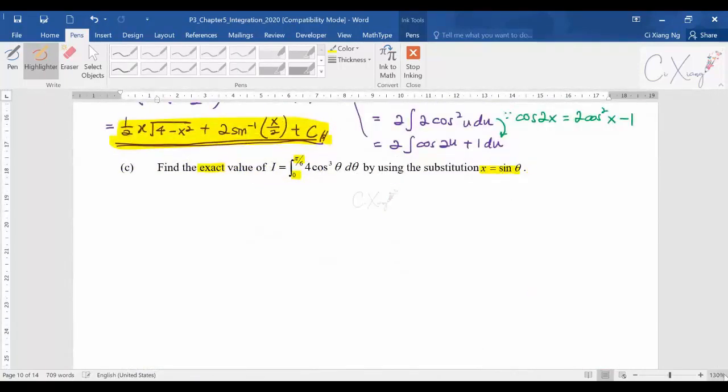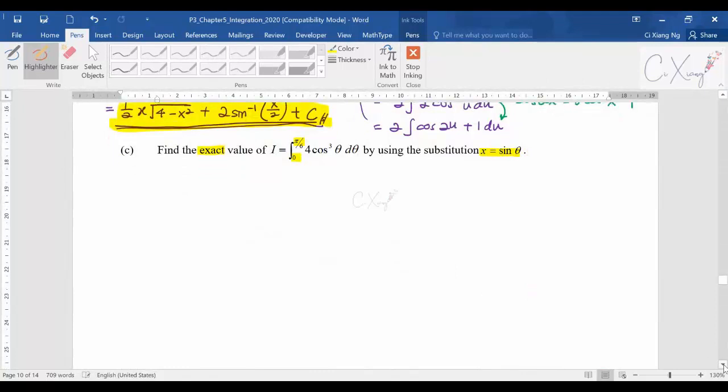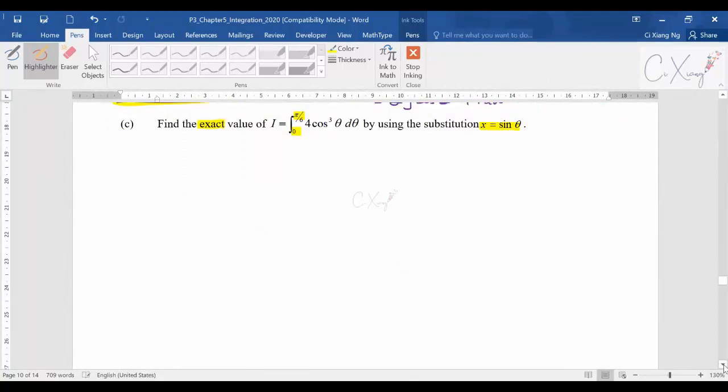Again, same concept. First of all, you need to start from the substitution given in the question itself. So I will start from here: x is equal to sine theta. The first step, I need to do the differentiation, so I'm going to do dx over d theta. Differentiate sine, you get cos theta. So if I rephrase it again, I have dx equals cos theta d theta.